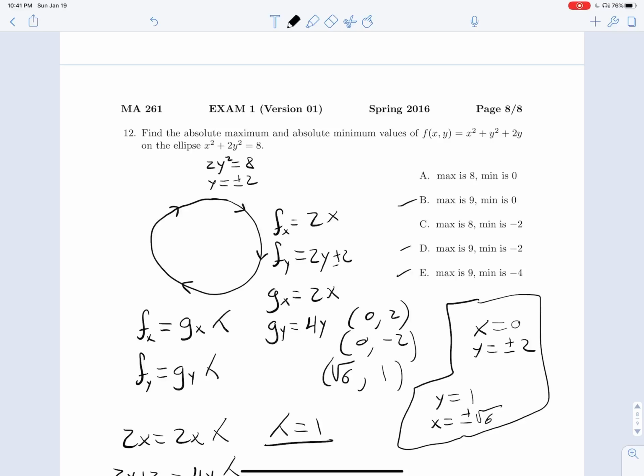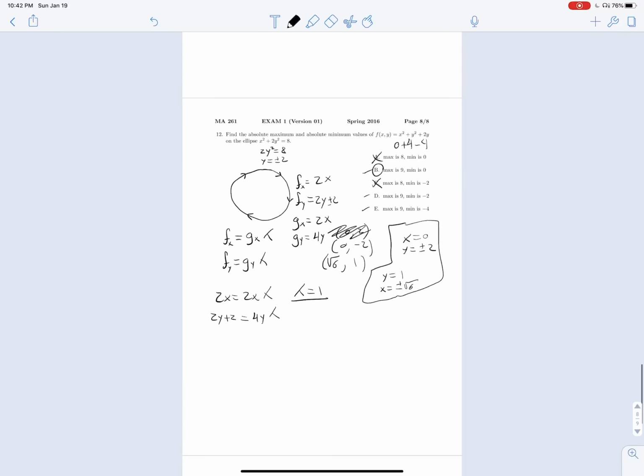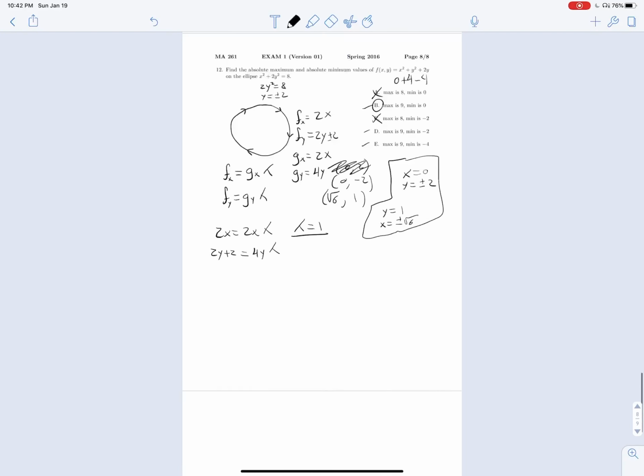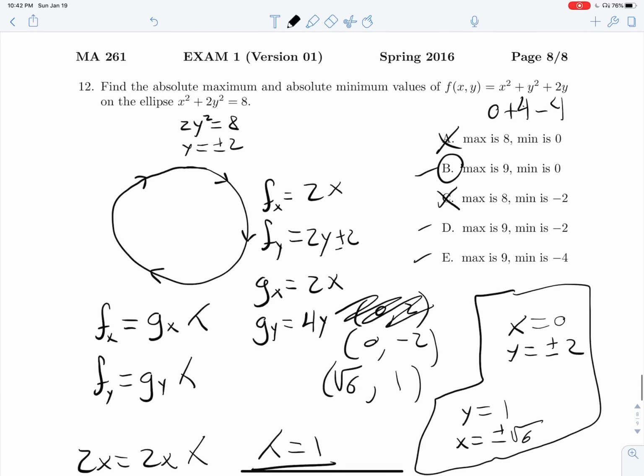So let's try 0 comma 2. Well, 0 comma 2 is just going to give us 0 plus 4 plus 4, which is 8, which is less than 9, so that definitely can't be our max, but it's also not our min. So this point is really useless to us, but let's try 0, negative 2. That's going to give us 0 plus 4 minus 4, which is 0. And our answer, thank God, is B, and we are done.